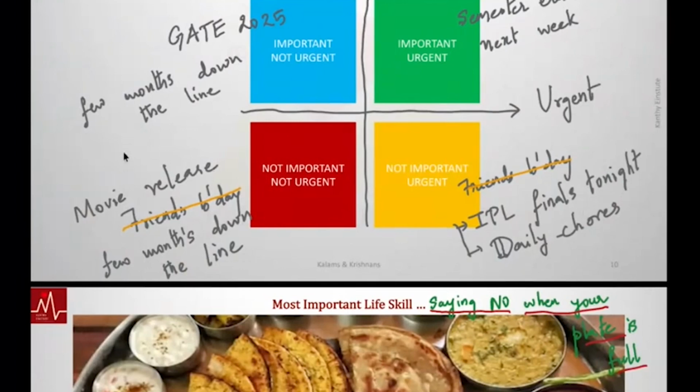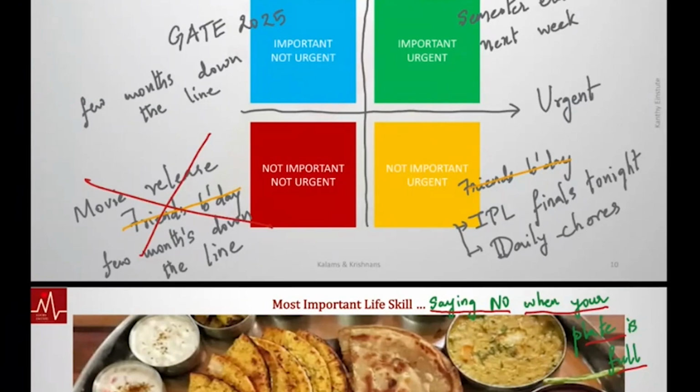Not important, not urgent: say no to it. This includes at least 20% of the syllabus we are not going to touch. We'll likely touch actually 80% of the syllabus. When I say 20, I mean 80% of questions show up from 20%. What we do is actually 80% of the syllabus. But I know that 20% is not important, not urgent. We should say no to it.